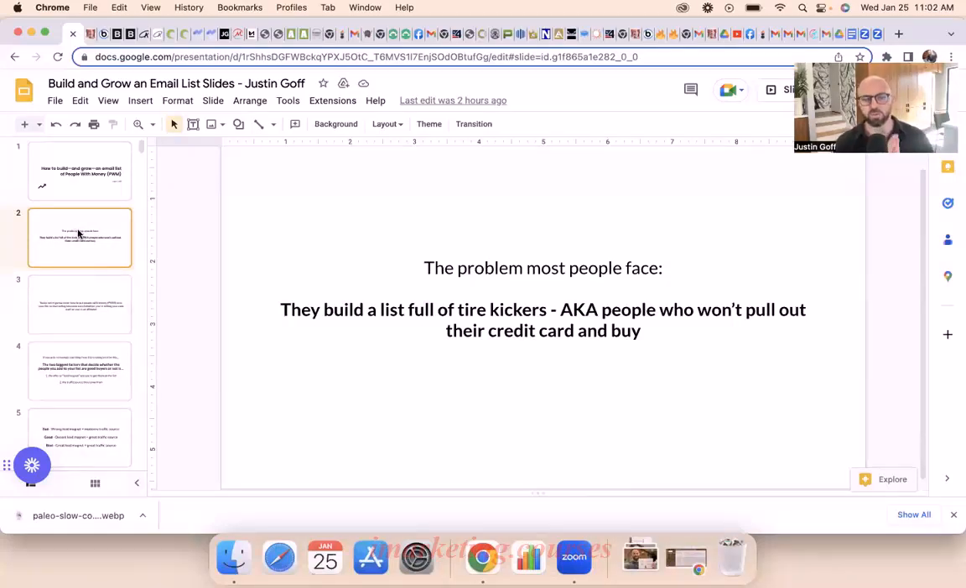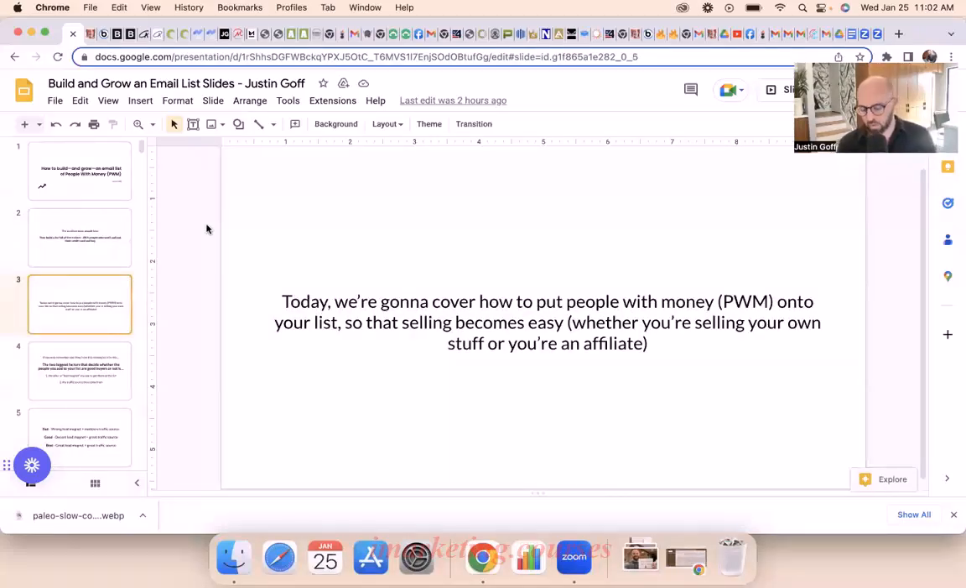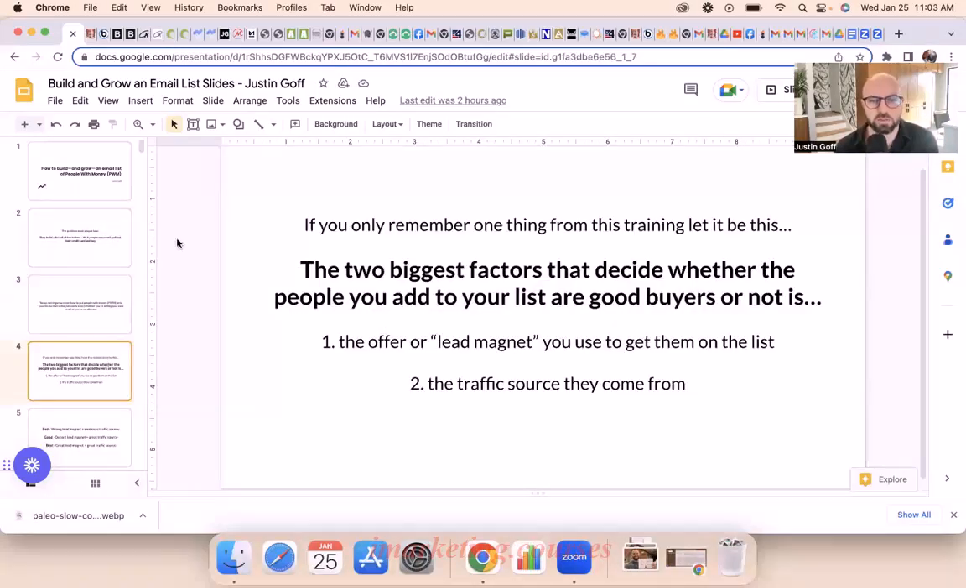All right, so the problem most people face, they're building a list full of tire kickers. So a bunch of people who sit around and read, but don't actually pull out their credit card and buy. And that's really what we're going to go over today: how to put people with money on your list, so that whatever you're selling, whether it's your own stuff, affiliate offers, coaching, high ticket, or low ticket, becomes a lot easier when you have actual people with money on your list.